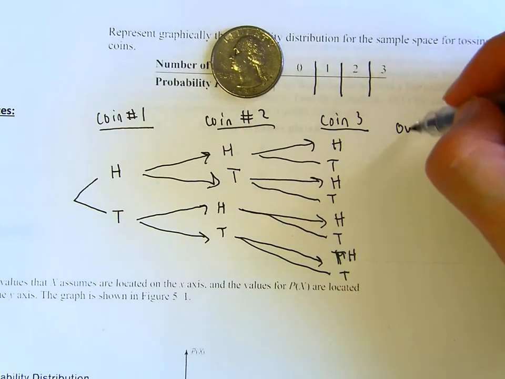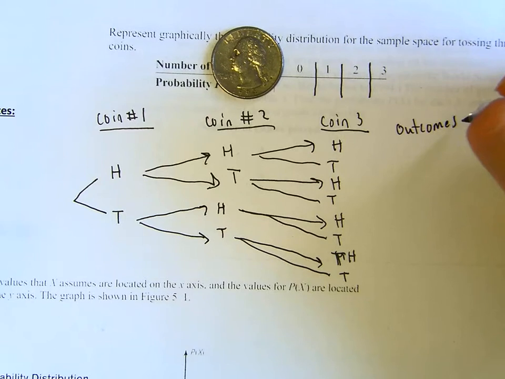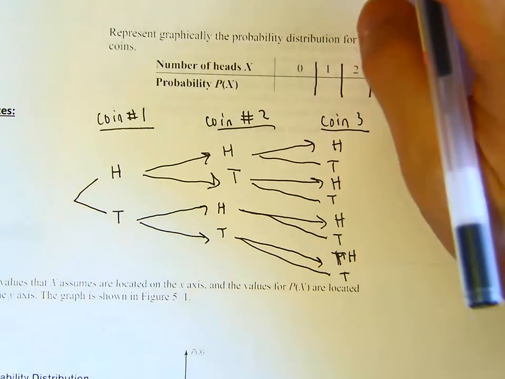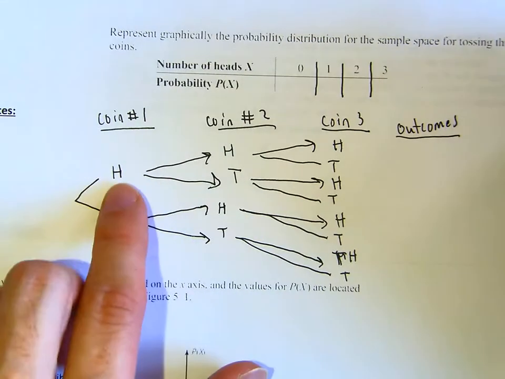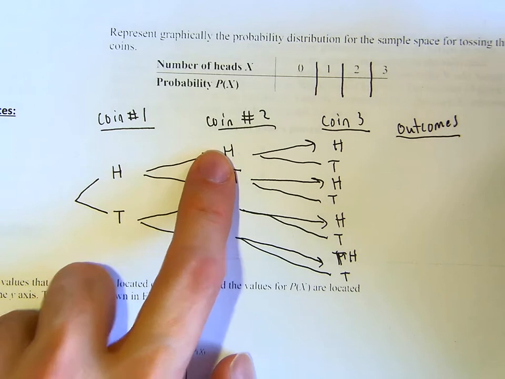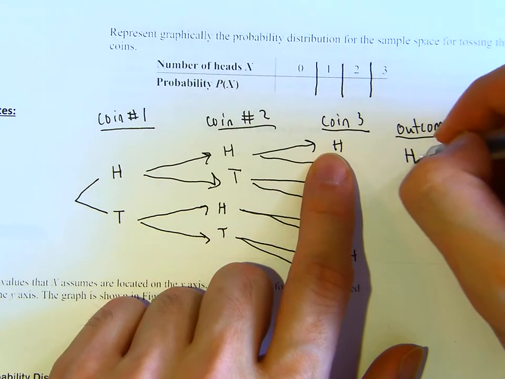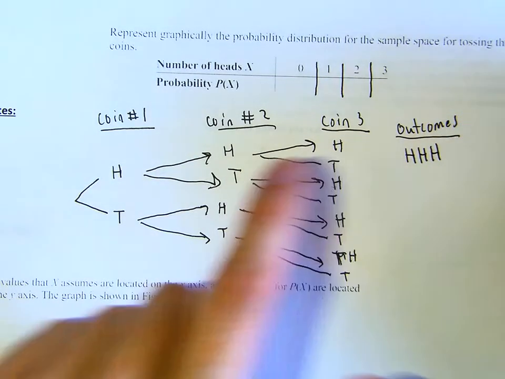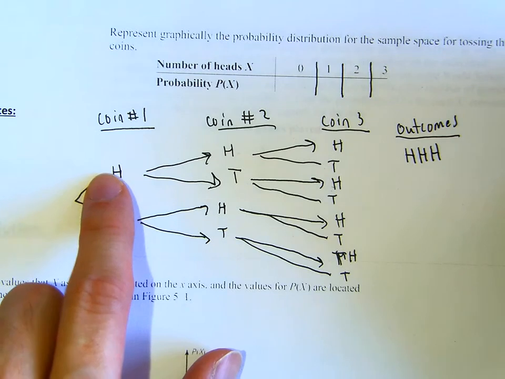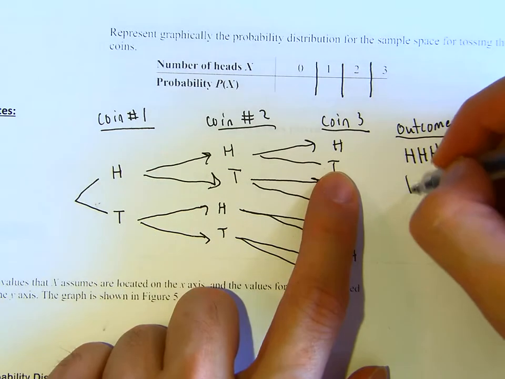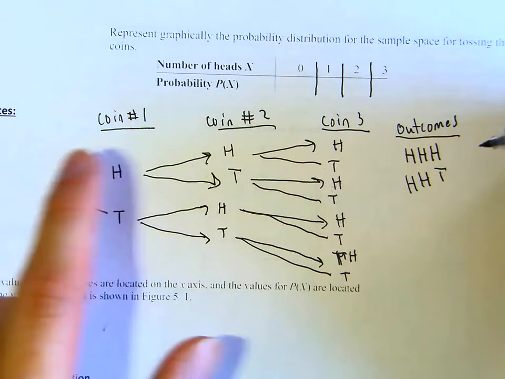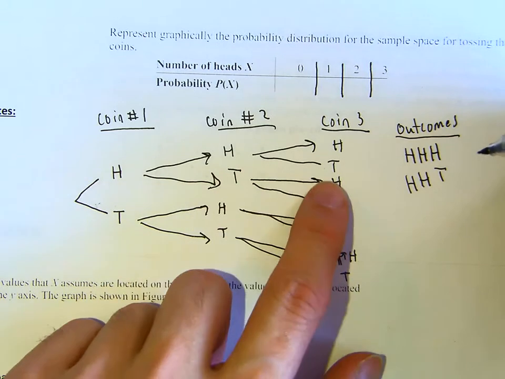So what's the idea behind this? Let's see, outcomes. Notice that if you have 3 coins, the first flip could be a heads, then a heads, and then a heads. What about another possibility? You could get heads, heads, tails. You could get heads, tails, heads.